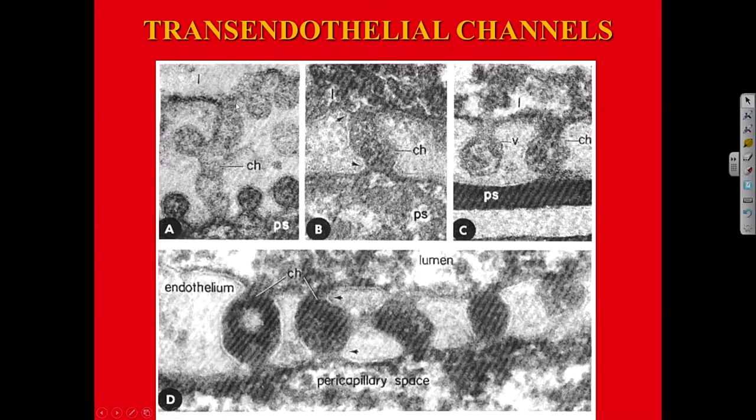You can get a bunch of these vesicles merged together to form a channel, and then you can get much more rapid vesicular transport, transendothelial transport. Here you can see a very large vesicle, so big that it actually spans from one side of the endothelial cell to the other. So vesicles can get large and merge to form actual channels, which will allow for much more rapid transport of larger molecules across the endothelial cell cytoplasm.